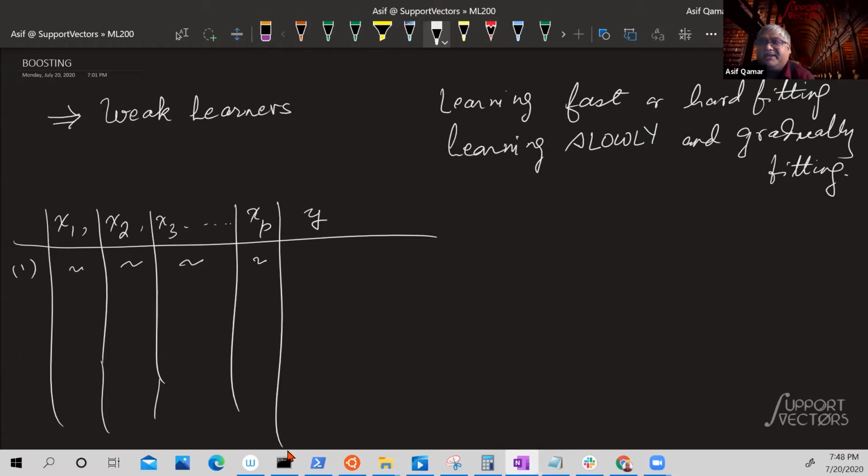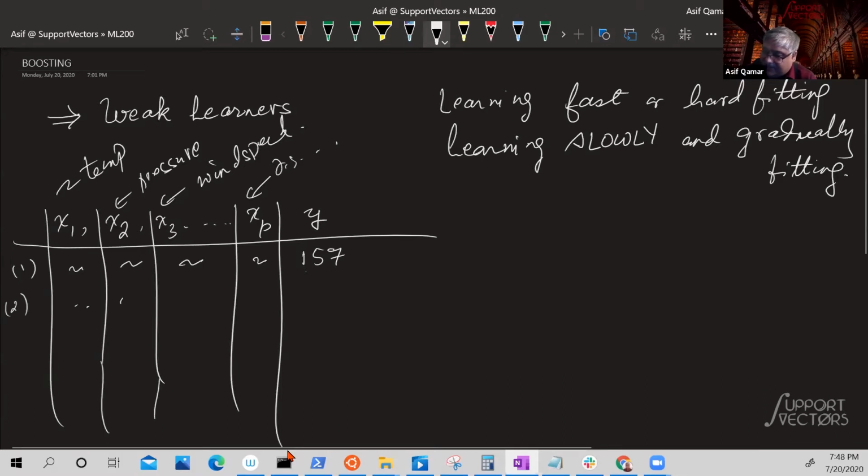So let's say that you're predicting the amount of sale of ice cream, how many pounds of ice cream you would sell. Let us say that it is 157 pounds based on maybe temperature, pressure, wind speed, distance from beach and so forth. All sorts of predictors are there, and there is a certain amount of ice cream you sell. And there's another data point, and you have data.